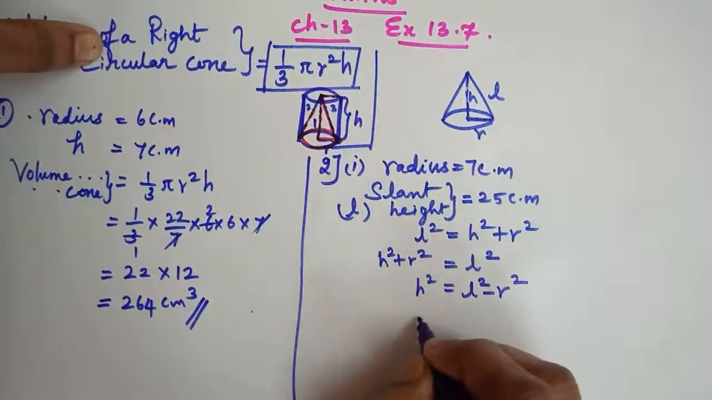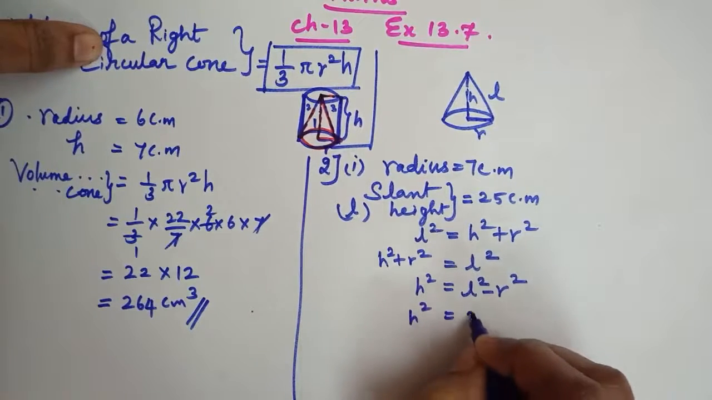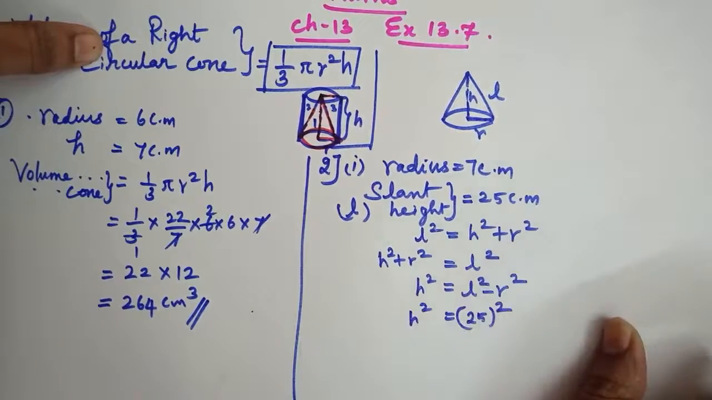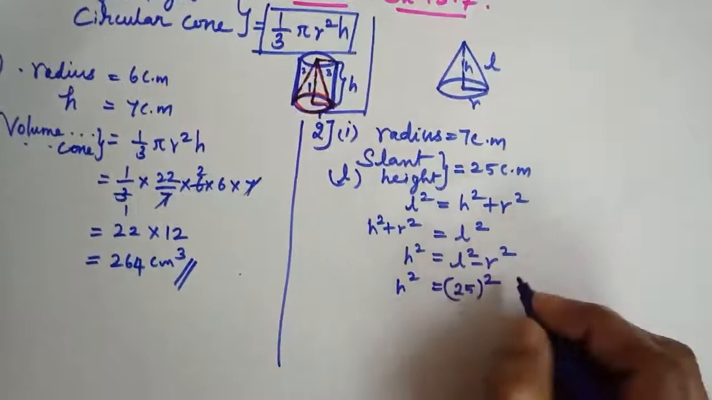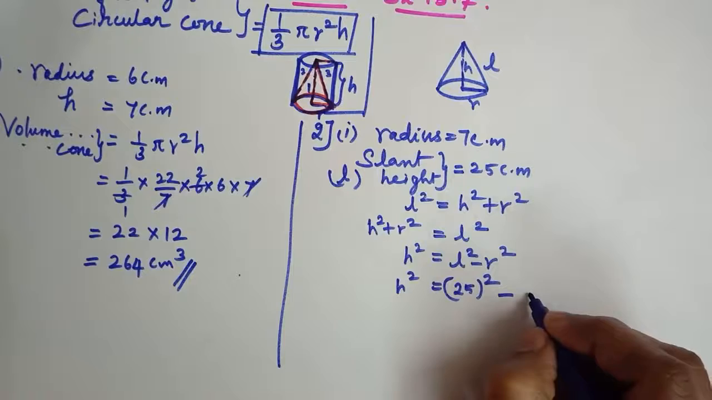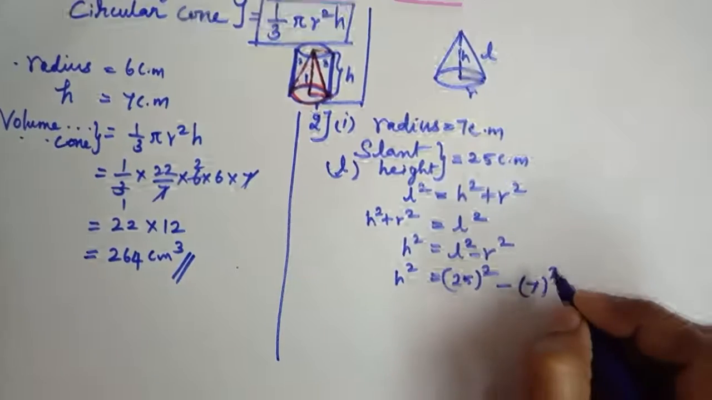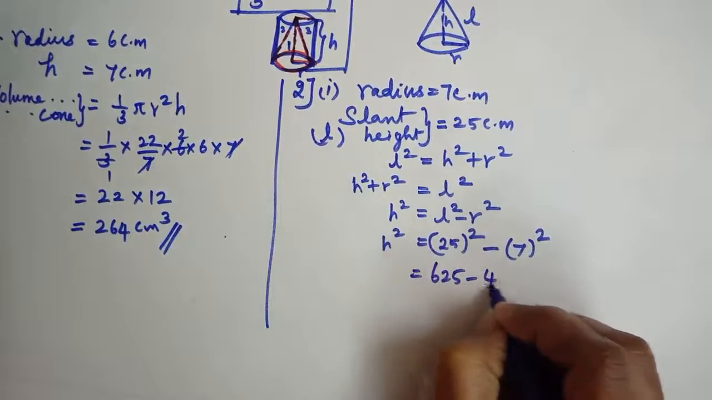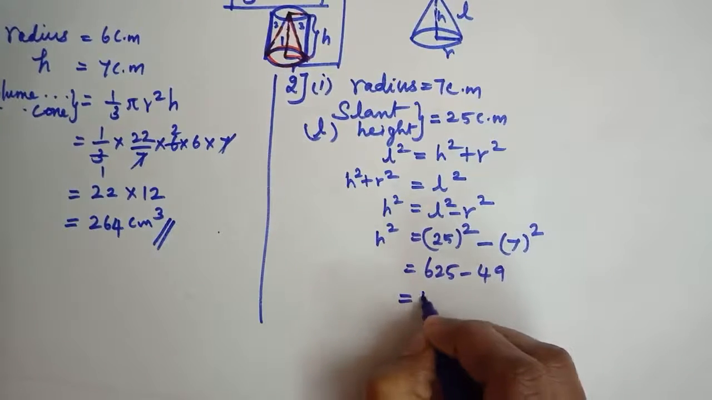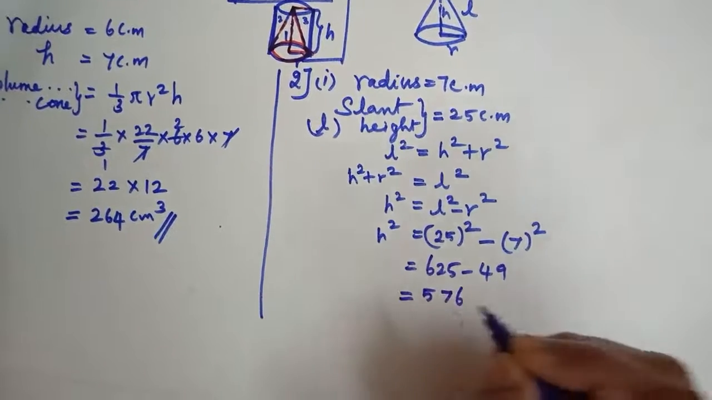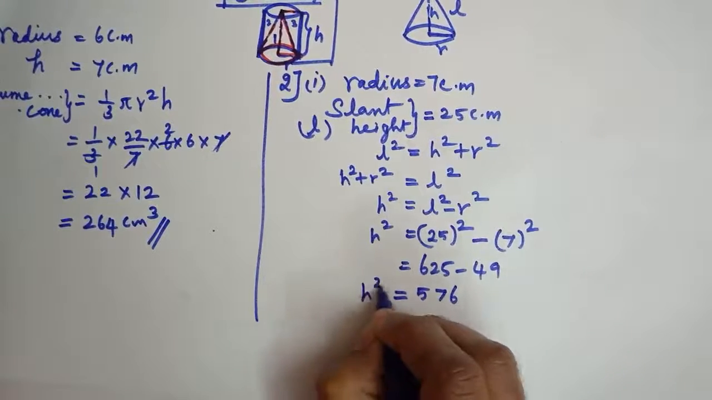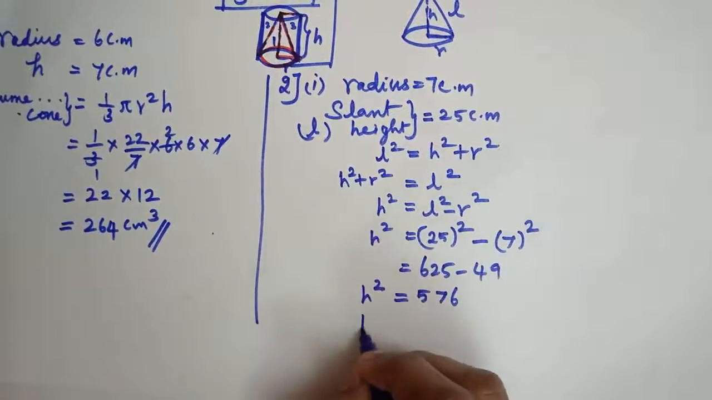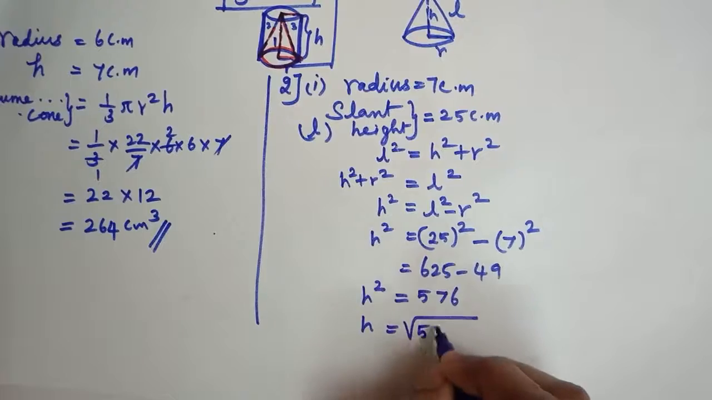Then h squared equals 25 the whole square minus r, which is 7 square. So that is 625 minus 49, which is equal to 576. Is it clear? So h squared equals 576, then h is equal to root of 576.